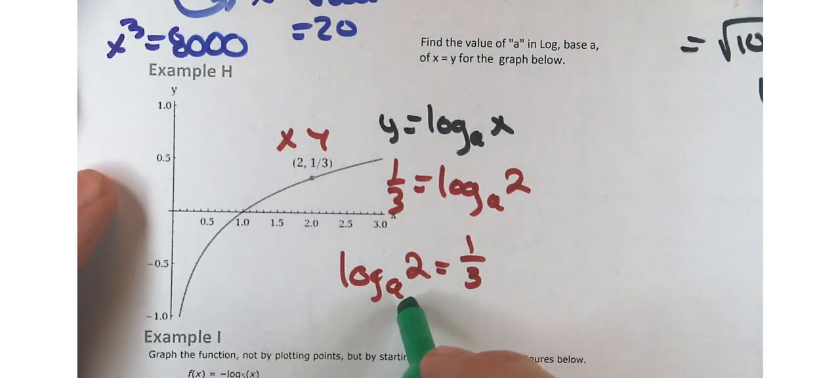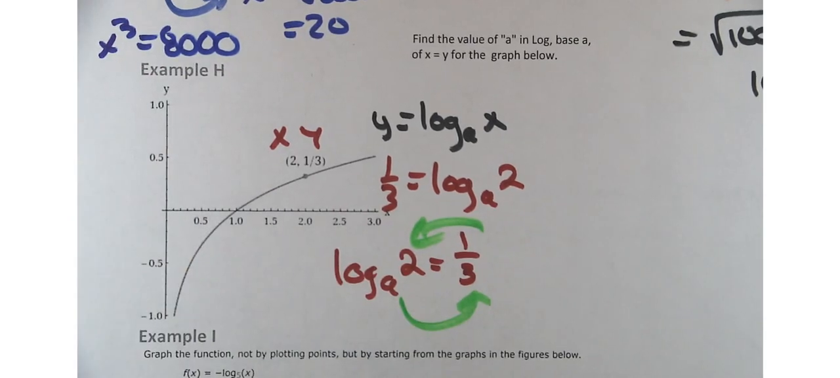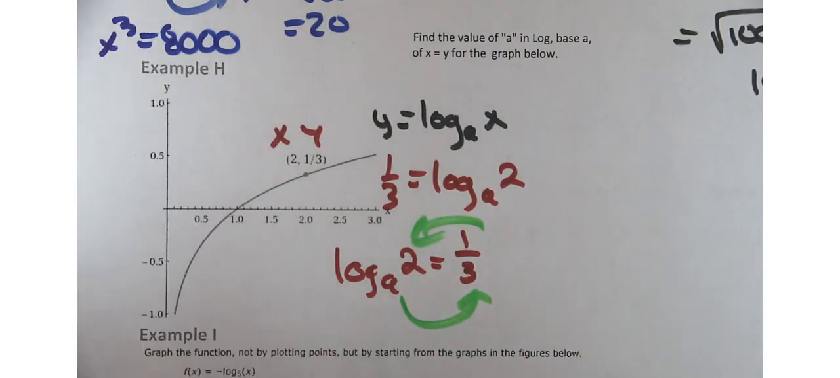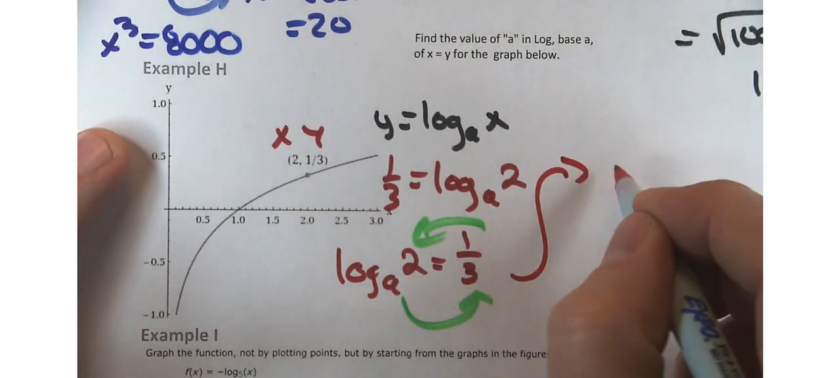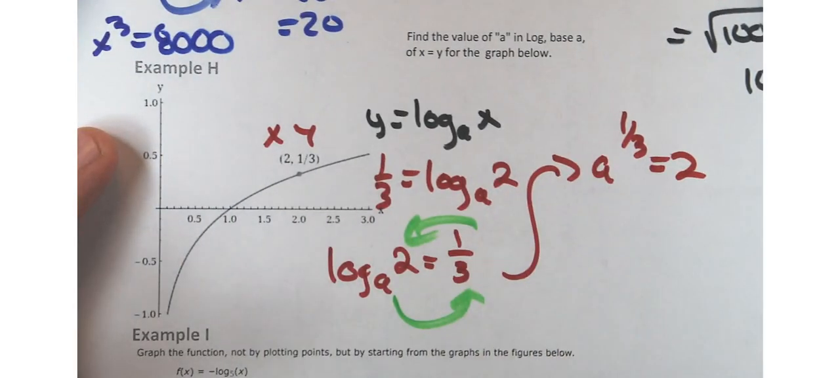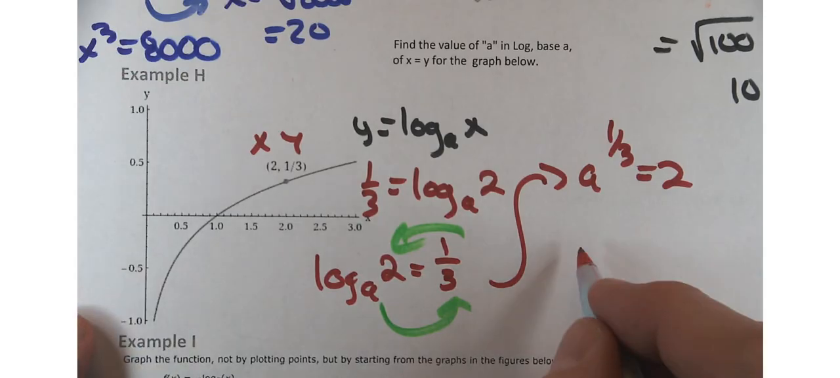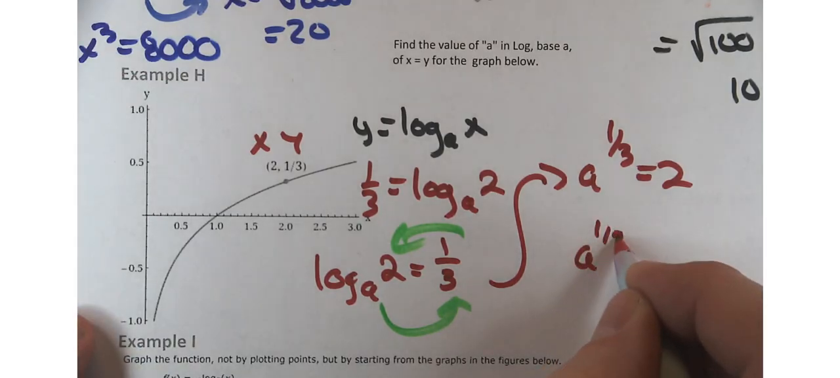So what to what power equals what? a to the 1/3 equals 2. So that's a to the 1/3 equals 2. How am I going to solve for a? What am I going to do to get a by itself?